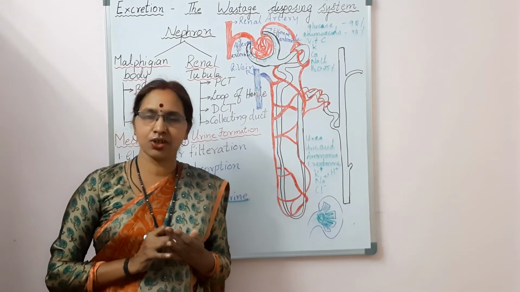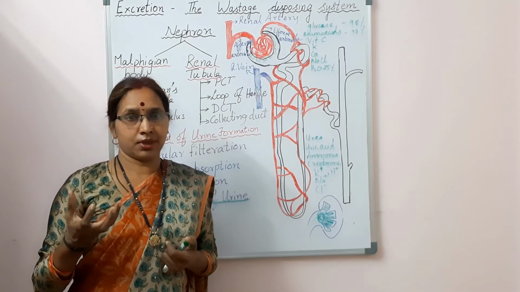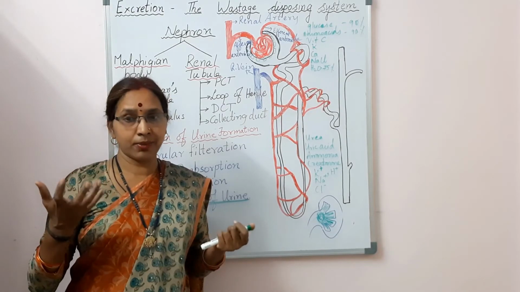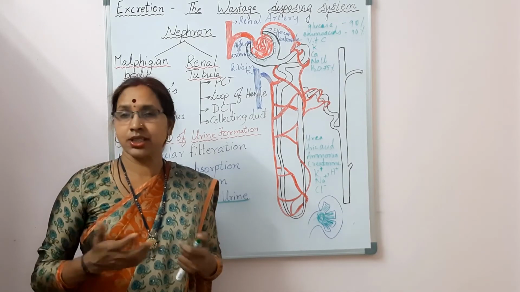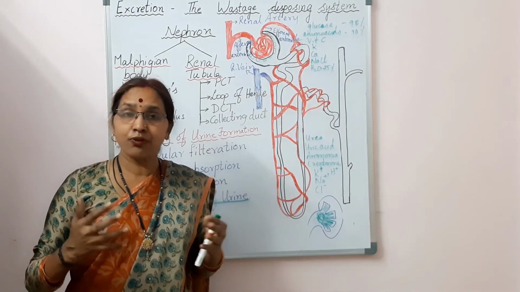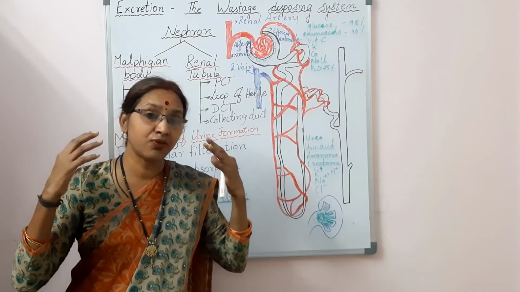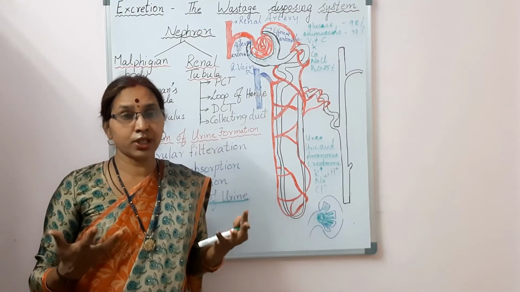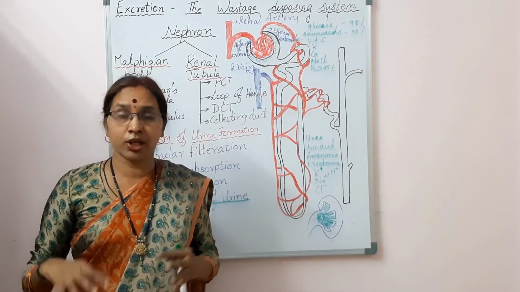What is concentration of urine? See, in 1 minute, nearly 120 ml of urine is formed, and in 24 hours, nearly 175 liters of urine is formed. Imagine if all the urine that is formed is excreted out of the body, what would happen to our body?